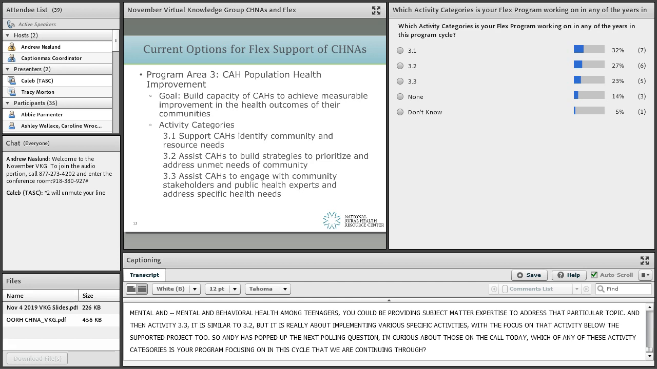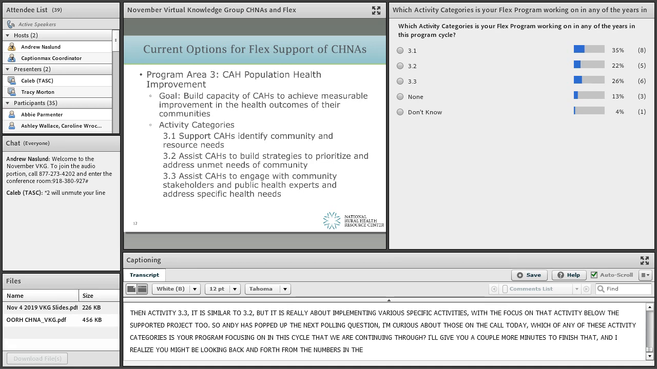So Andy's popped up the next polling question. I'm just curious, of those that are on the call here today, which of any of these activity categories is your FLEX program working on in any of the years of this 5-year cycle that we've now entered into? Give you a couple more minutes to finish that. I realize you might be looking back and forth between what the numbers are and what their descriptions are.